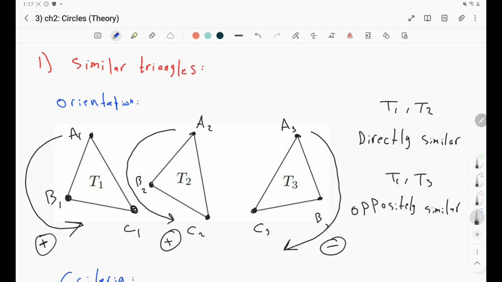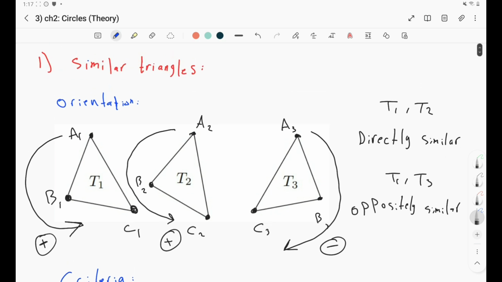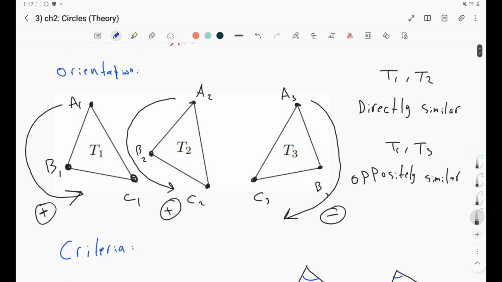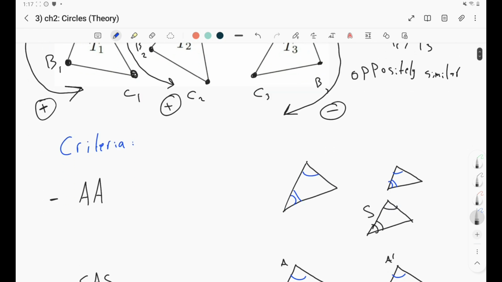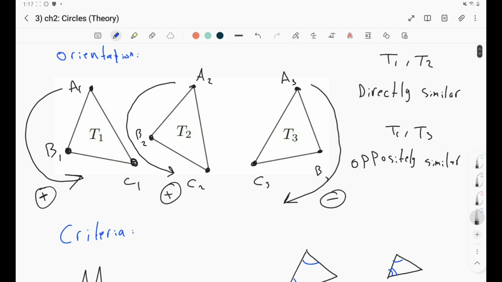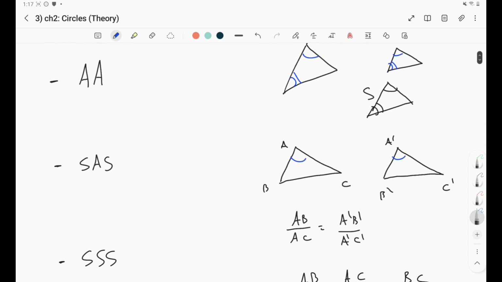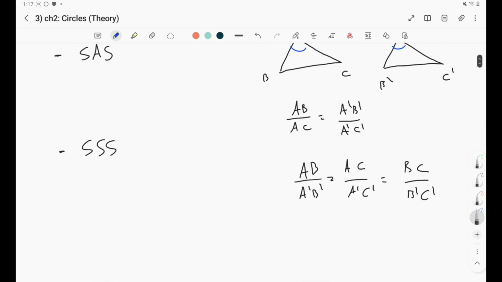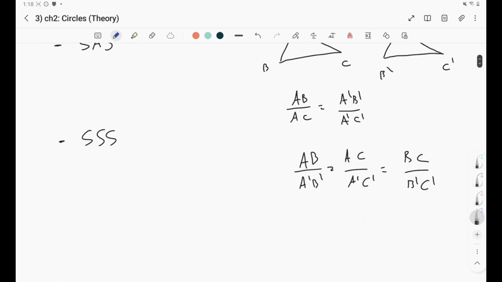Alright, as a summary, today we learned about, first of all, similar triangles. We learned about their orientation. We either have directly similar or oppositely similar, depending on whether they are anti-clockwise or clockwise. If both of them are anti-clockwise, then of course they are directly similar as well. They just need to have the same orientation. The criteria are really common: AA, SAS, or SSS. Here, of course, it's about ratios. Don't be confused with congruency.